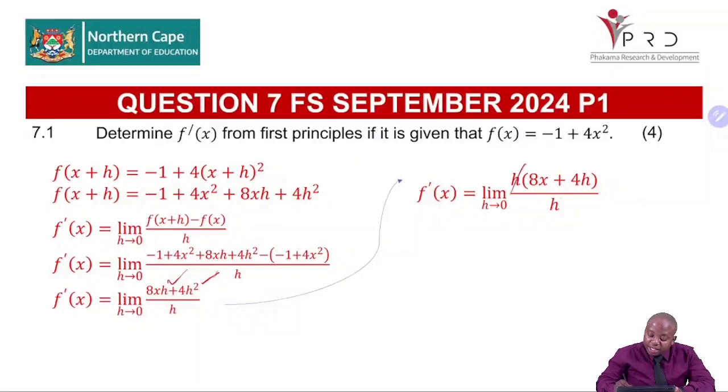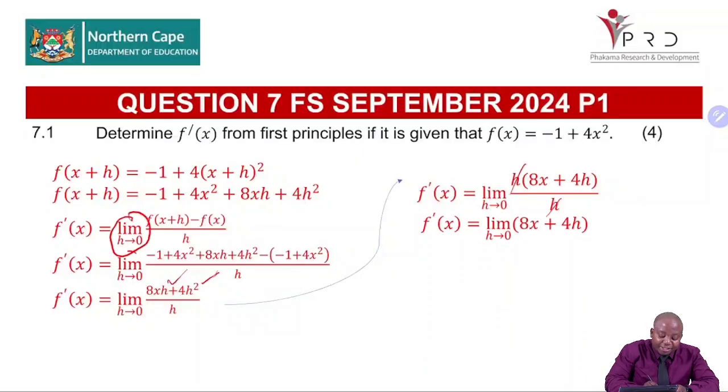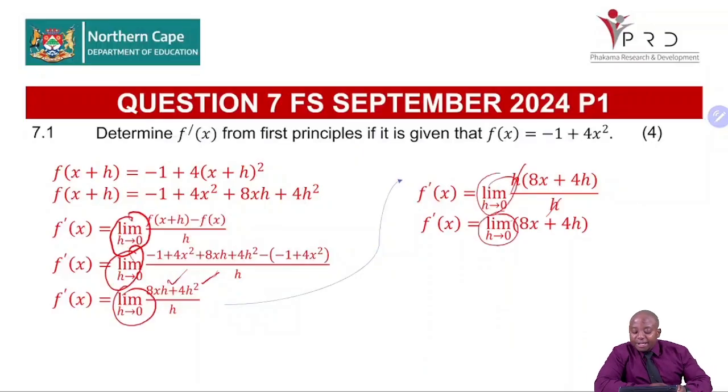Then I know the h and the h will now divide out. I will remain with our limit. As h approaches 0, I have 8x plus 4h. Remember, I am keeping my limit because I haven't substituted by h equals to 0 yet. If you omit this, you are going to be penalized. You need to be very, very vigilant there.